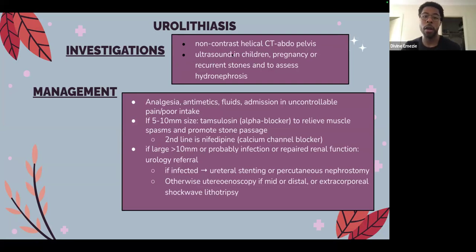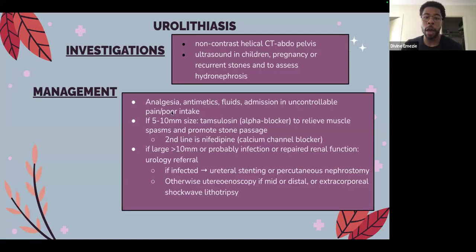There's a point that I've seen that you may think about less radiation-driven imaging in children or people who are pregnant or people with recurrent stones, because while ultrasound might be less accurate, if you already think it's a stone or they've had it before, that might be helpful. And also hydronephrosis too, but yeah, non-contrast CT-KUB is gold standard.